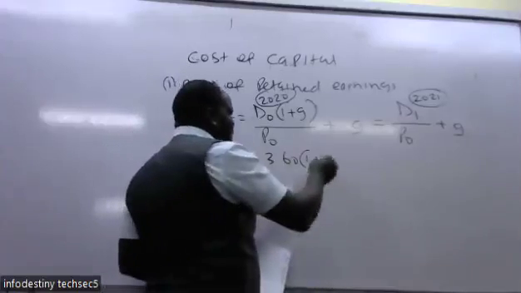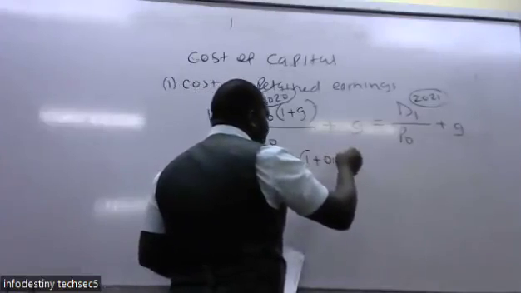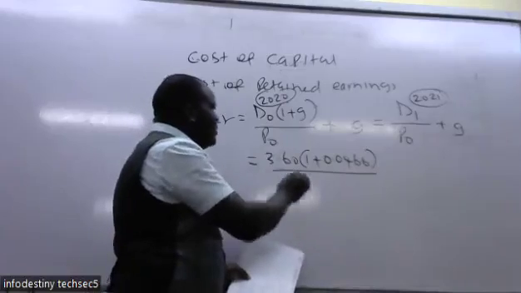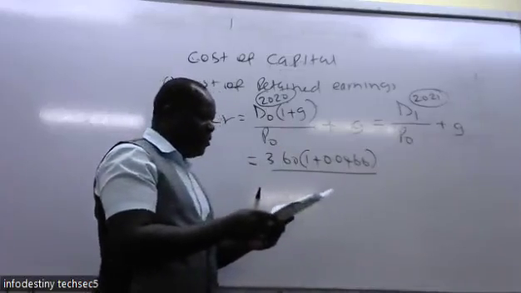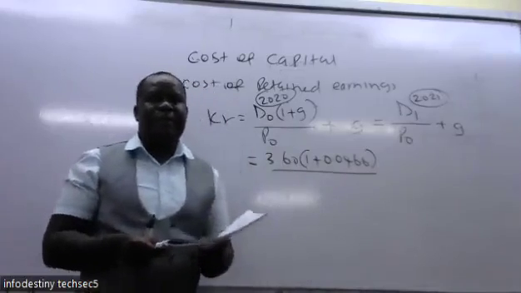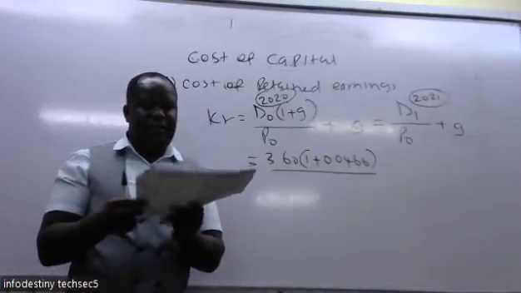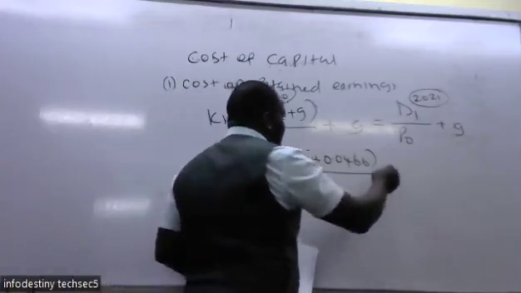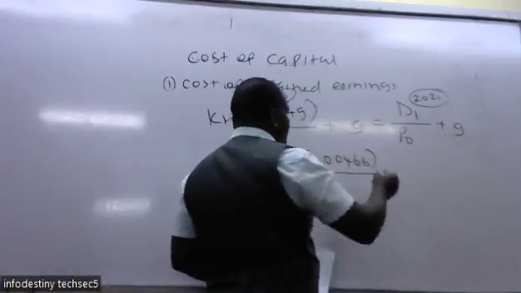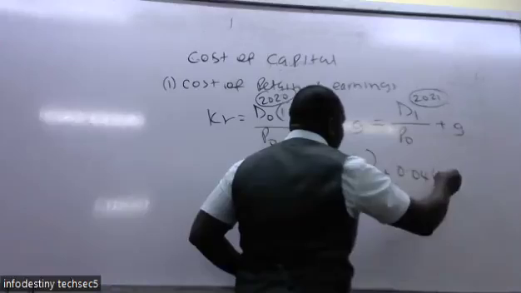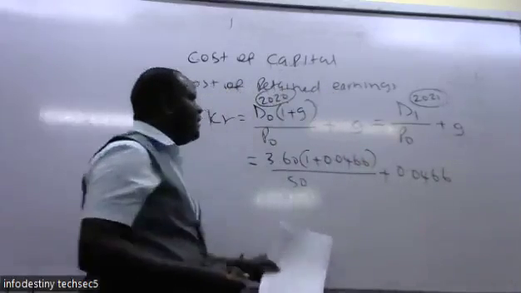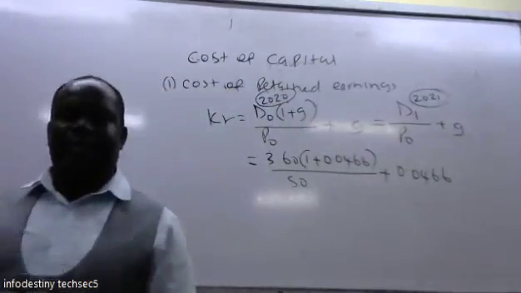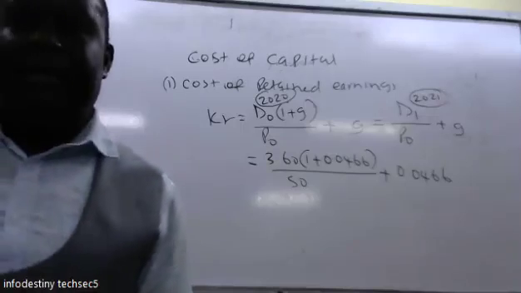So 4.66 when you divide by 100 is the same as 0.0466. Then now we divide by P0. P0 is in note number 2, where they say that the company's ordinary shares currently sell at how much? So our P0 is 50. Then we also add G, which is 0.0466. So that's now what you should be able to come up with as our cost of the retained earnings.